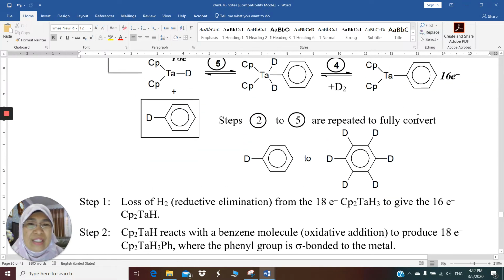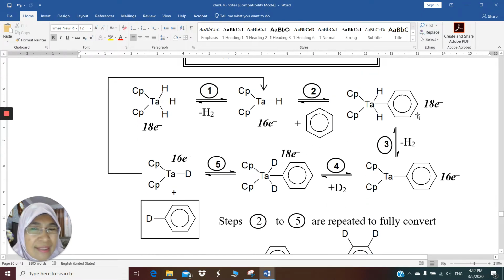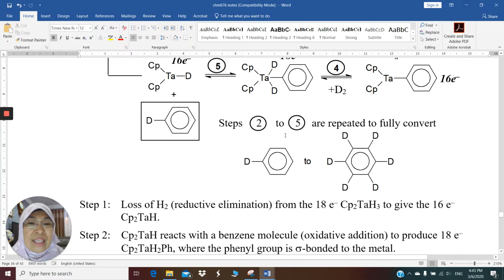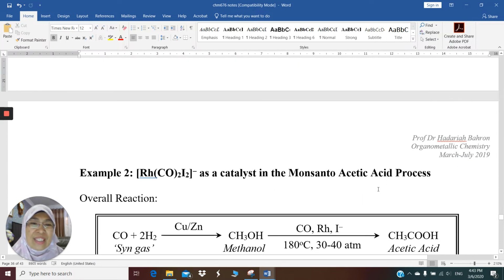So I hope it is very clear how deuteration of benzene occurs. It is through a cyclic process where reductive elimination happens, followed by oxidative addition, followed by another reductive elimination, another oxidative addition, and you do that 5 times more. So you get all the protons in your benzene replaced with deuterium. So that's clear. That is the easiest example of catalysis.